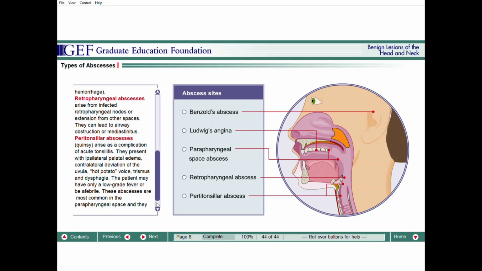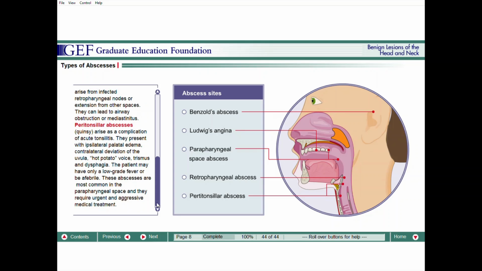Paratonsillar abscesses, quinsy, arise as a complication of acute tonsillitis. They present with ipsilateral palatal edema, contralateral deviation of the uvula, hot potato voice, trismus, and dysphagia. The patient may only have a low-grade fever or be afebrile. These abscesses are most common in the parapharyngeal space, and they require urgent and aggressive medical treatment.